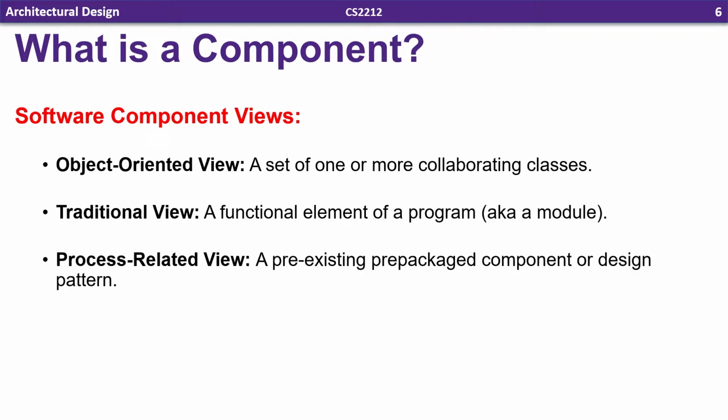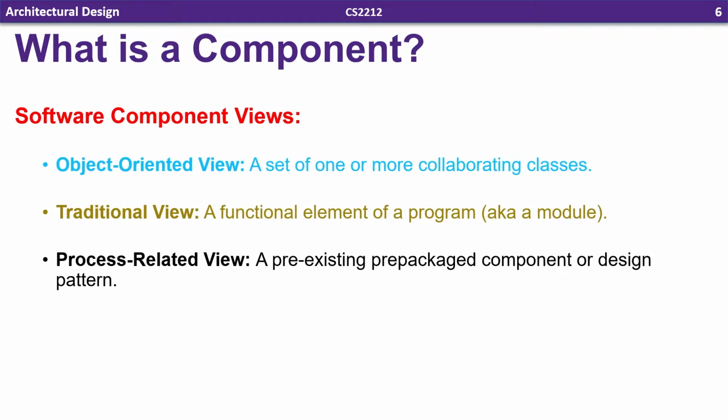There are a few different ways we can view what exactly a software component is, and this is largely dependent on our overall design philosophy. In the object-oriented view, a component is a set of one or more collaborating classes that work closely together. In the simplest case, it may just be one class which encapsulates implementation details and the attributes of the class and provides an interface via its public methods. In other cases, it may be a more complex set of classes that share a set of common interfaces.